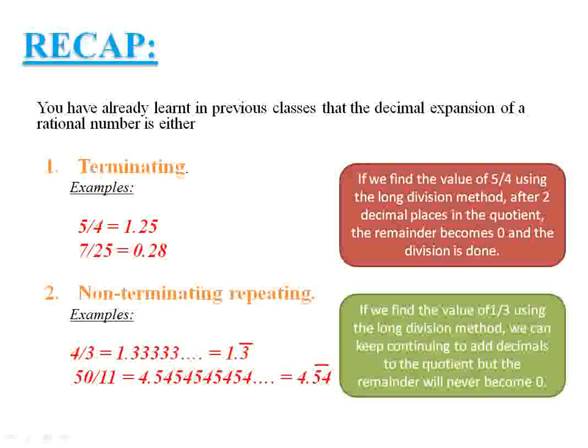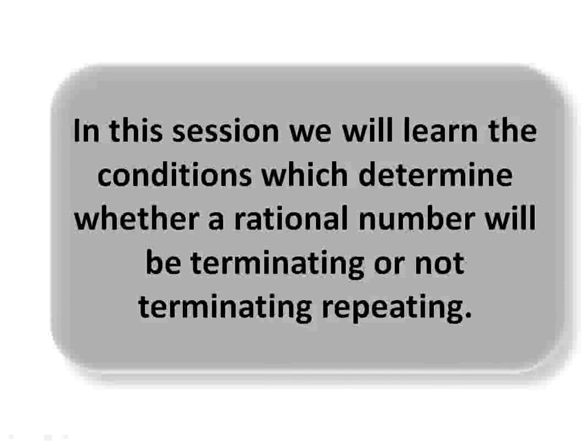But if we find the value of 1 by 3 using the long division method, we can keep on adding decimals to the quotient, but the remainder will never become 0. This is why these decimal expansions are non-terminating and repeating. To represent these numbers, we add a small bar on top of the repeating decimals. 1.33333 is represented as 1.3 with a bar over 3. 4.54545454 is represented as 4.54 with a bar on the 54. In this session, we will learn the conditions which determine whether a rational number will be terminating or non-terminating repeating.